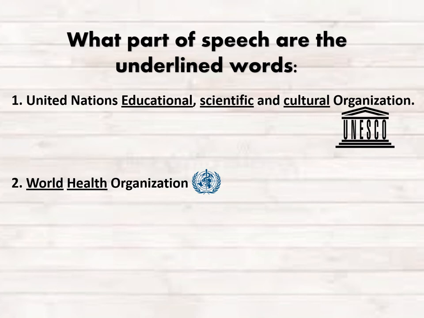Educational, scientific, and cultural. Are they verbs? Of course not. Nouns? No, they're not nouns. They describe organizations, so they are, yes, they are adjectives. And look at World Health Organization. So World and Health also describe the organization, although they are nouns. Sometimes we use a noun to describe another noun. In that case, the first noun acts as an adjective. So these are adjectives.